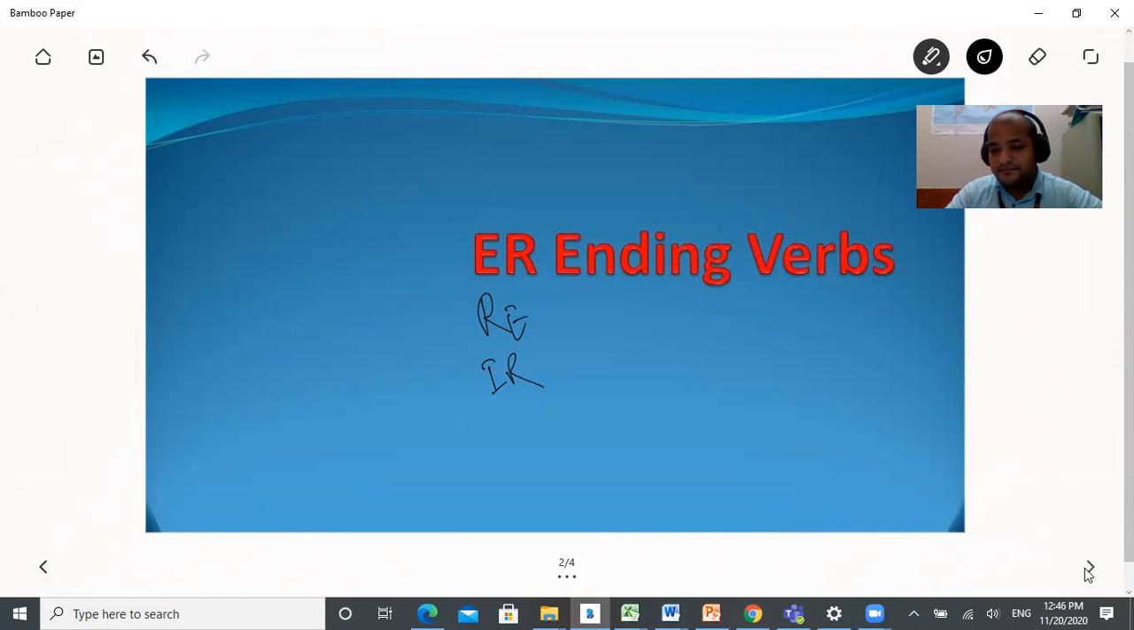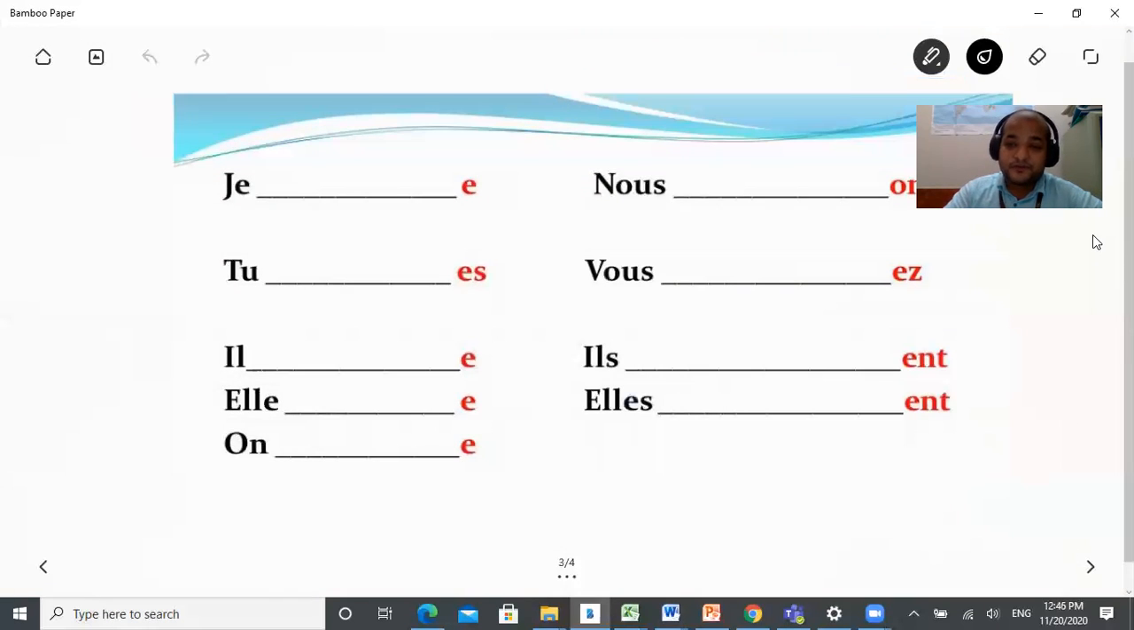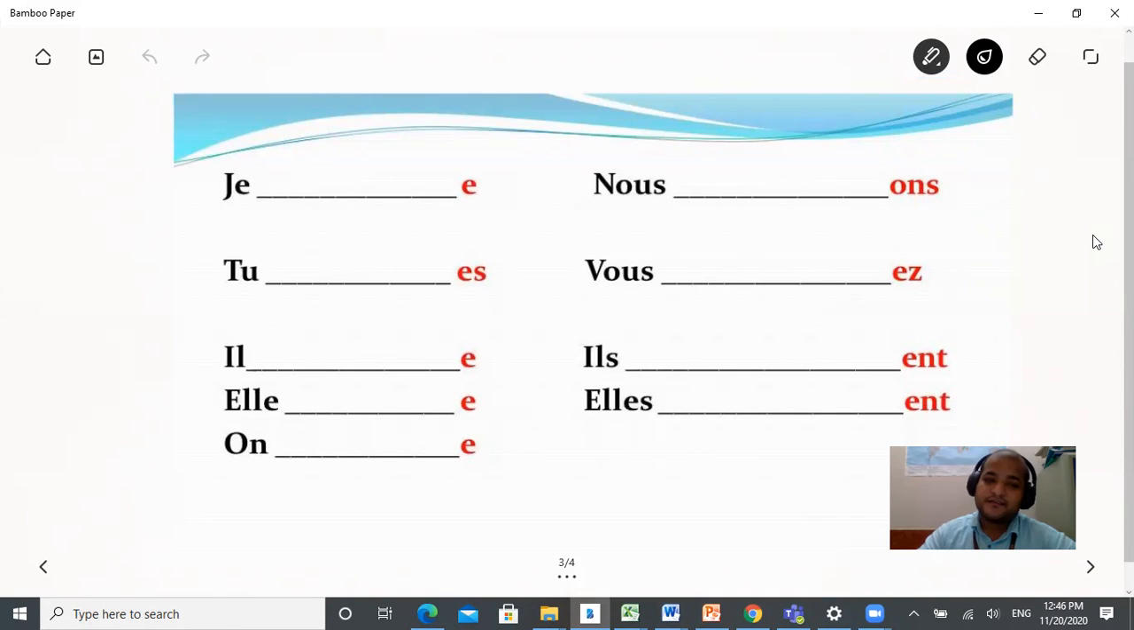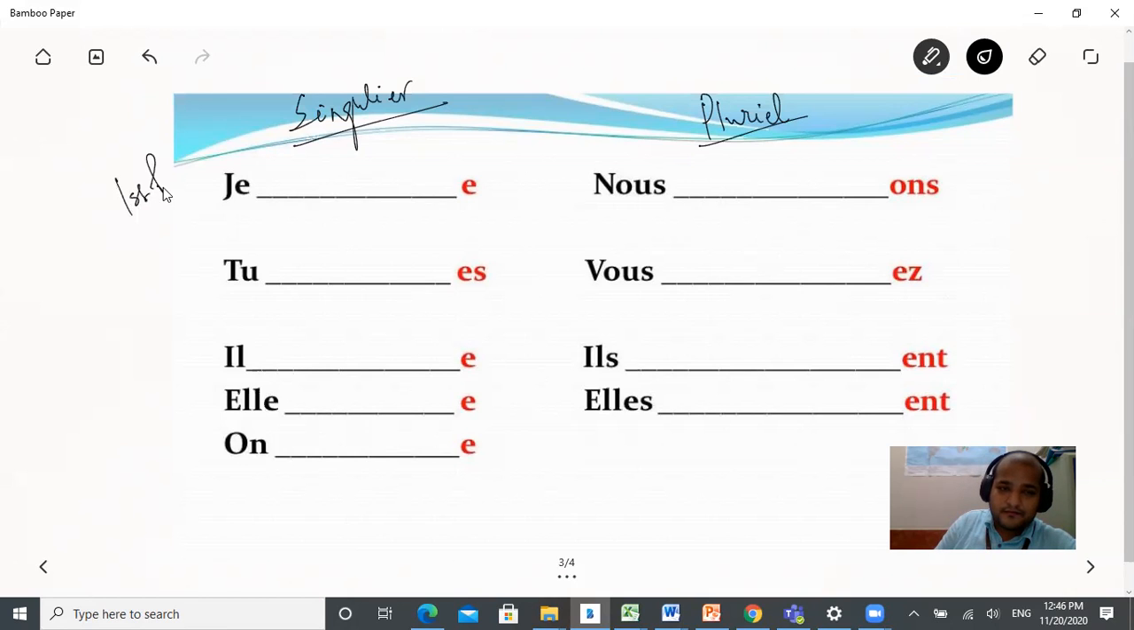The first step is to know about the subject pronouns. The subject pronouns are on the screen. This left hand part is singular, called singulier in French. And in the right hand part, this is pluriel, plural. This one is first person, called première personne. This is second person, and these three are third person.